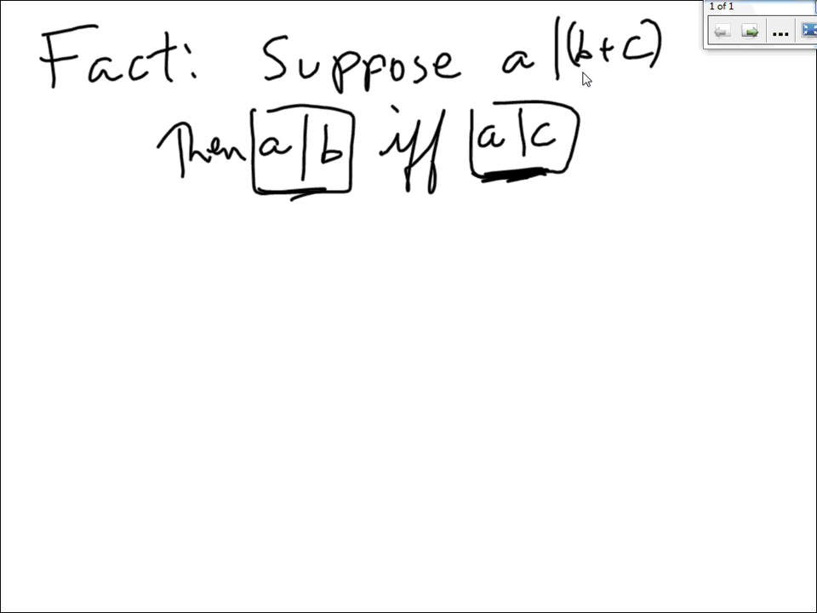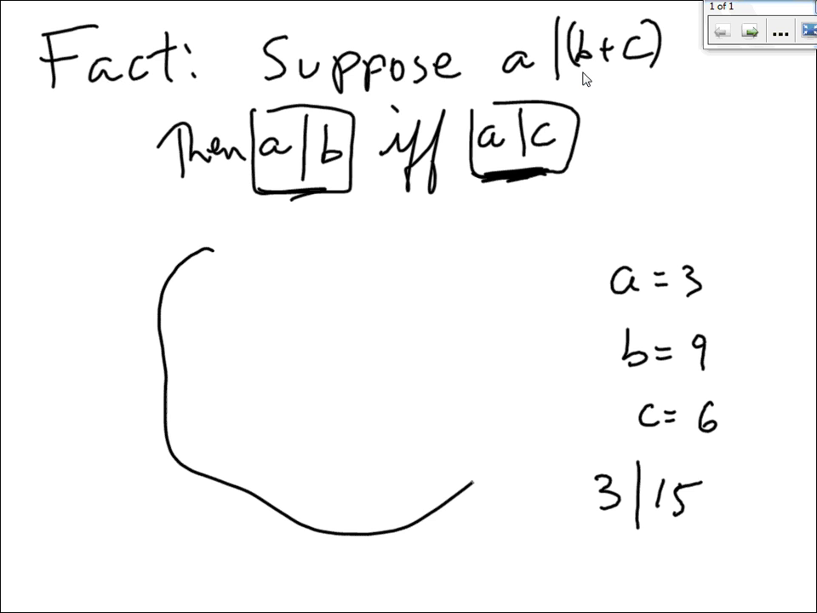Now, what is this saying? Let's look at an example. Suppose A is 3, B is 9, and C is 6. Now, what does it mean for A to divide B plus C? B plus C, 9 plus 6, is 15.